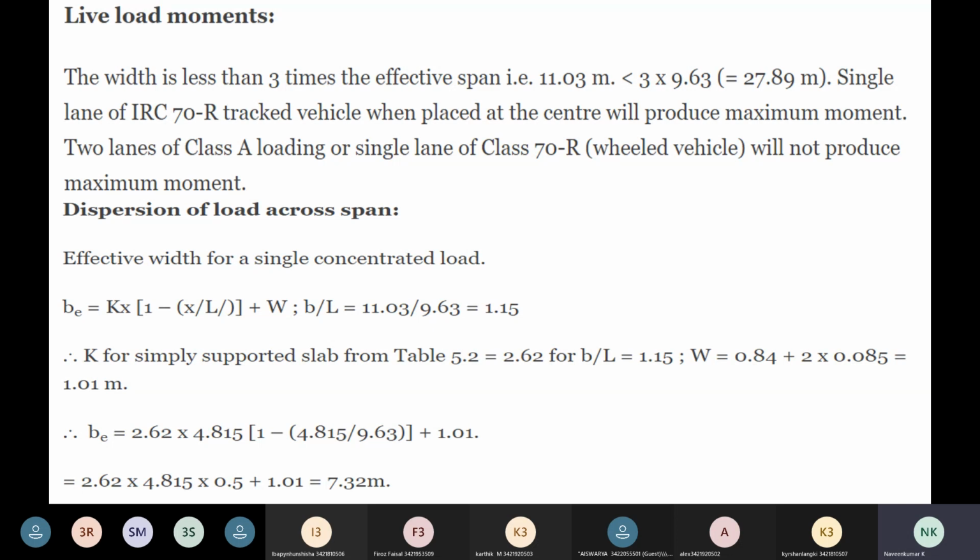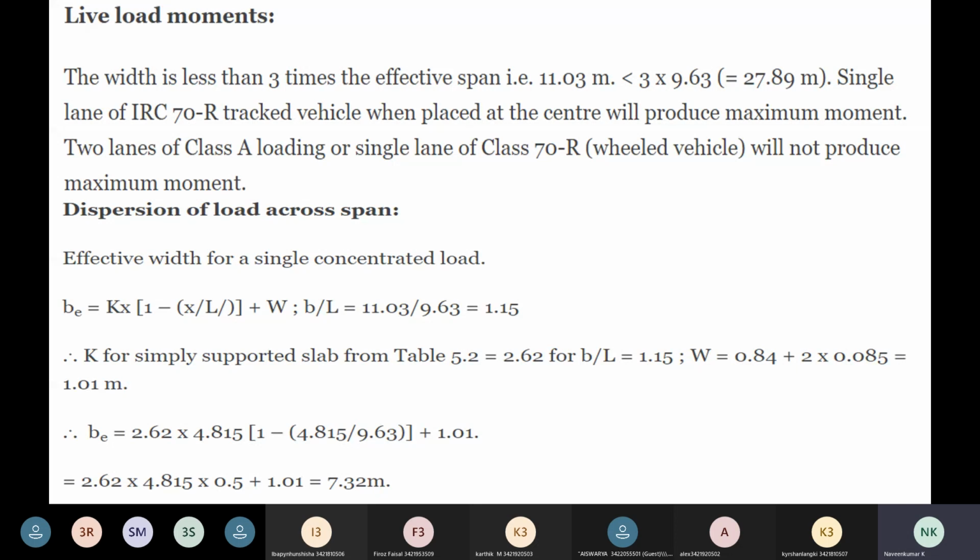What are the recommendations? Considering the live load intensity will be maximum at the center. Similar to the dead load, the live load intensity also will be maximum at the center. If you see the dead load, that intensity also is maximum at the center. The second recommendation: the width of the slab should be lesser than 3 times the effective span.